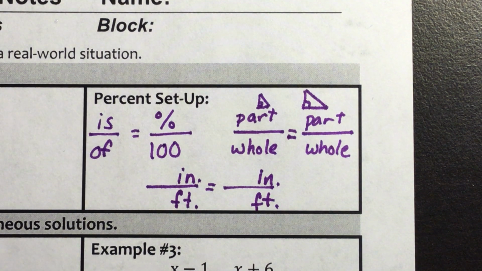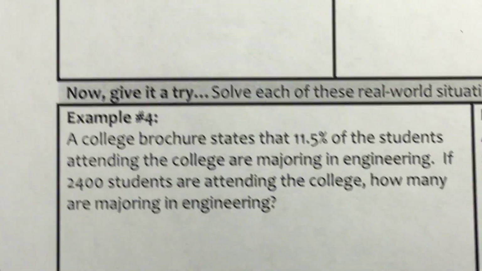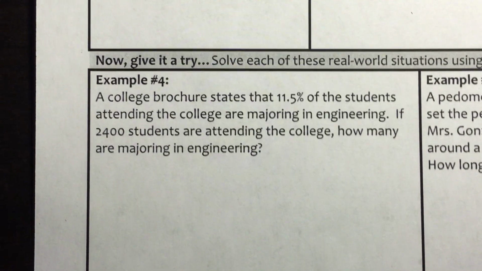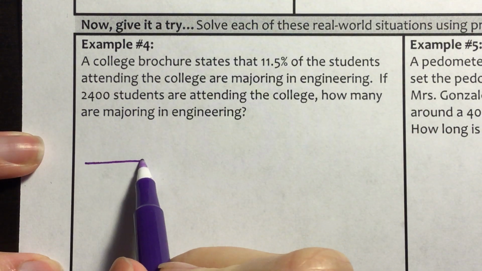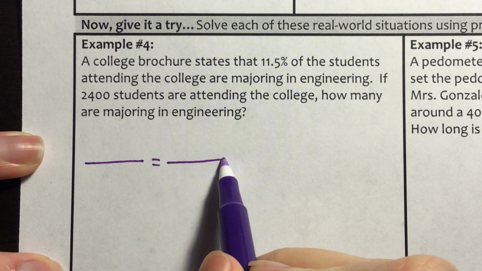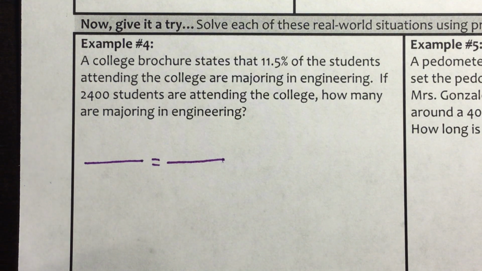All right, let's take a look at example 4. Example 4 says that a college brochure states that 11.5% of the students attending the college are majoring in engineering. If 2,400 students are attending the college, how many are majoring in engineering? Okay, so this is a percent problem, so we want to get that set up so that we have a proportion, so fraction equals fraction.